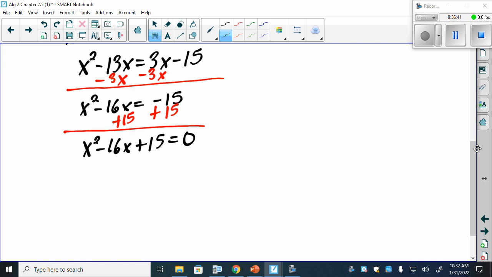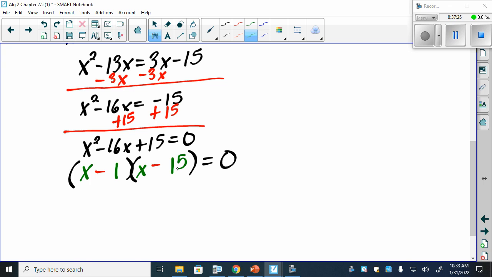Now looking at this here, there's a good chance we can factor it because the number in front of x squared is 1. And can we get factors of 15 that add together to be 16? 1 and 15, 1 plus 15 is 16. So this here will factor. Now since the 15 is positive, the signs are the same and they match the sign of the middle term, which would be negative and negative. The factors of x squared are x and x, and the factors of 15 are 1 and 15. And those would be the correct factors.